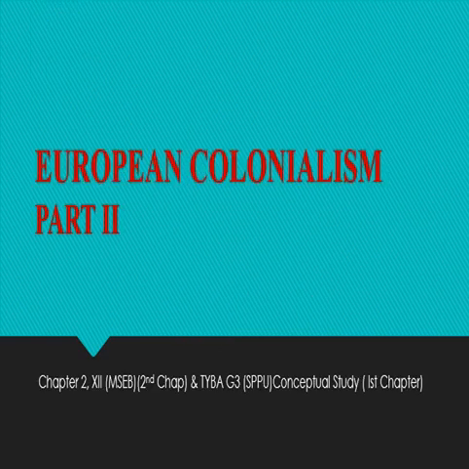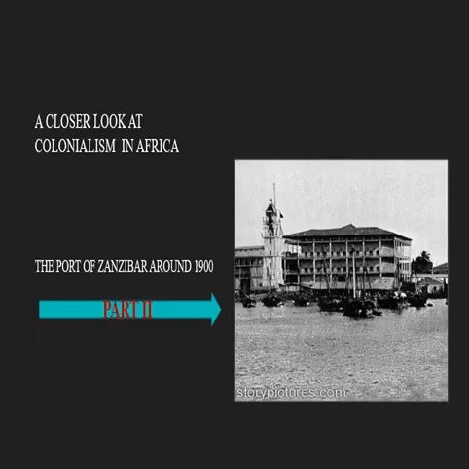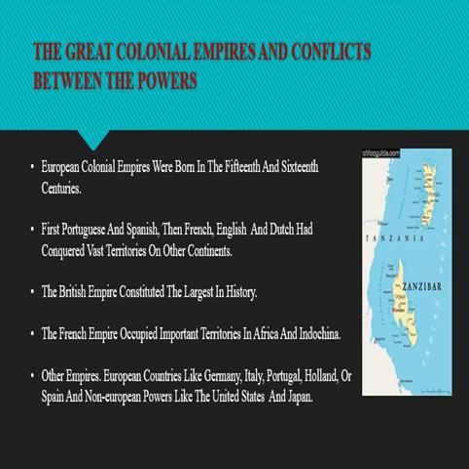This is the second part of European colonialism: a closer look at colonialism in Africa. This is the port of Zanzibar around 1900. The great colonial empires and conflicts between the powers.